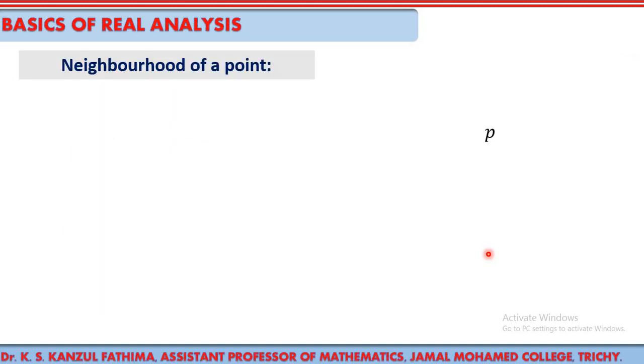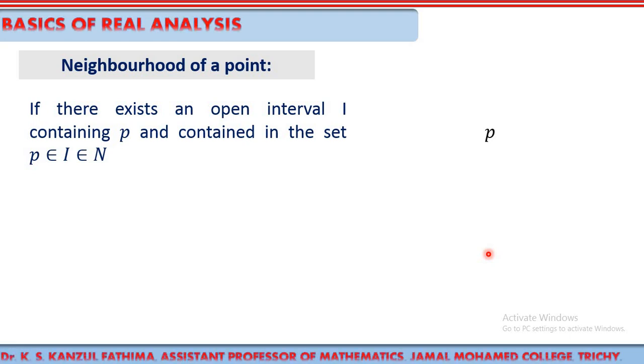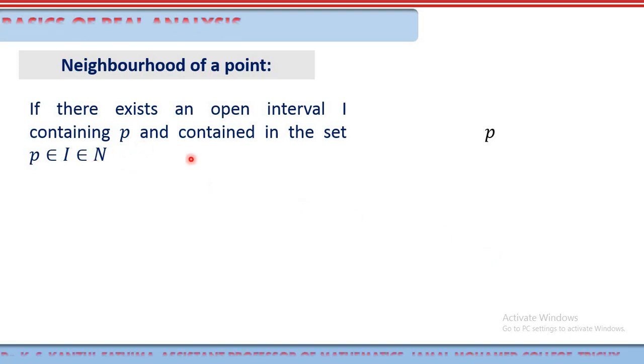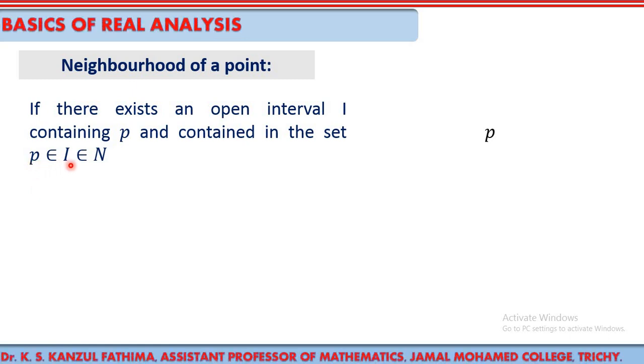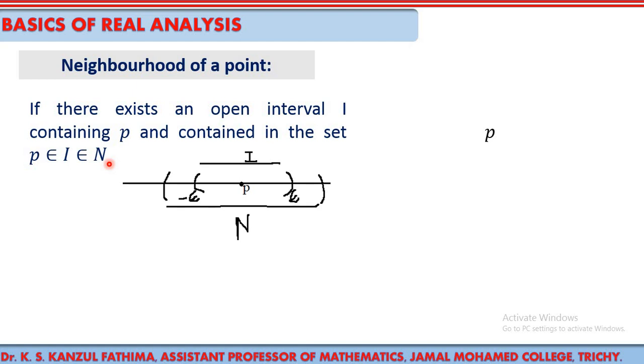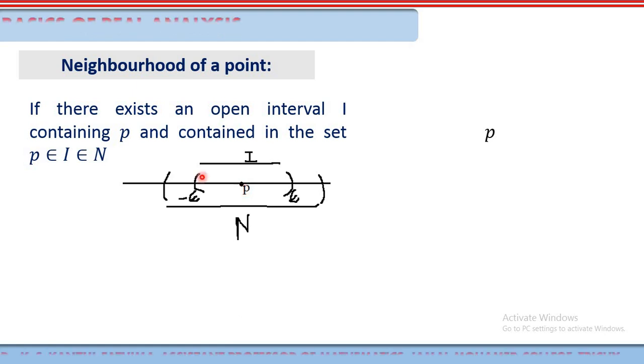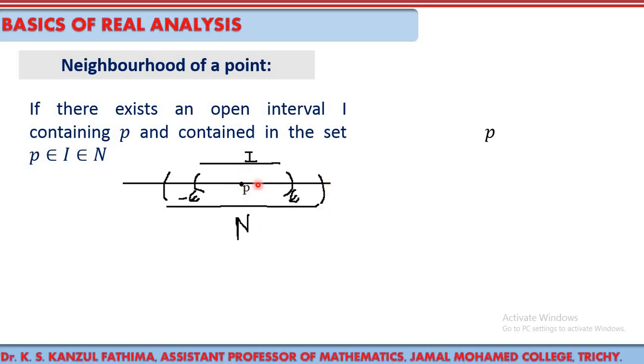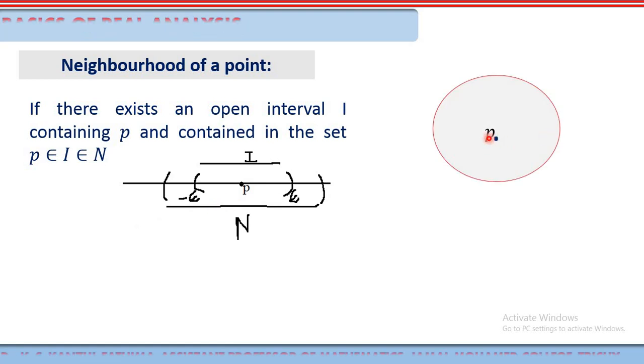Next one is neighborhood of a point. If there exists an open interval I containing P and contained in the set, that is, P belongs to I, I is contained in N. For example, consider this point P. This P belongs to the interval (minus epsilon, plus epsilon), and I is a subset of N. This is the definition of neighborhood in one dimension. In two dimensions, if P is a point, then the neighborhood of P is this one.